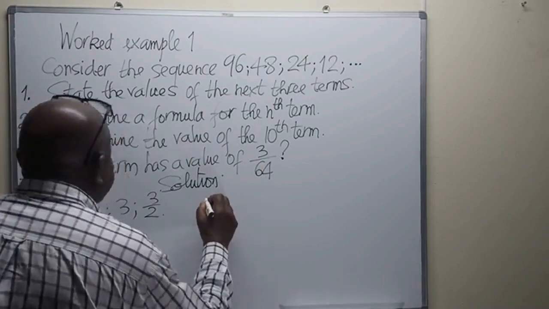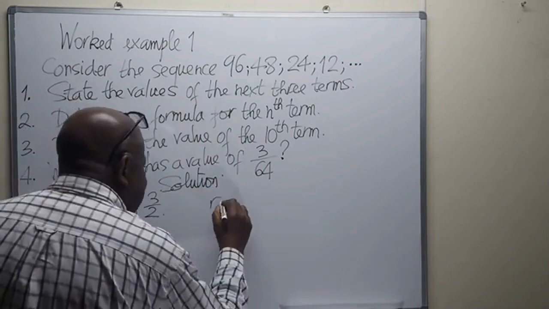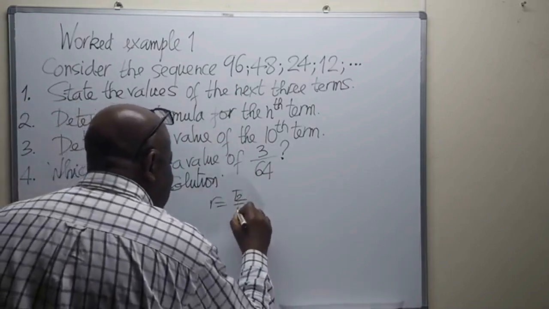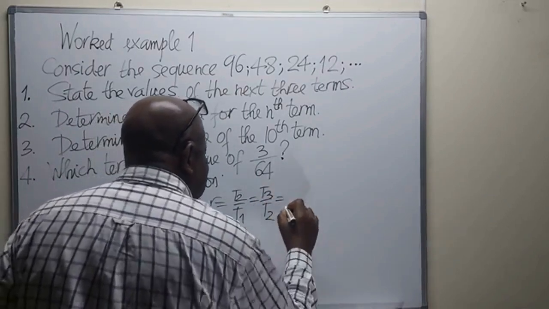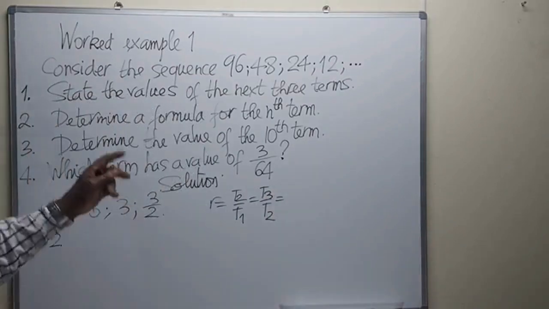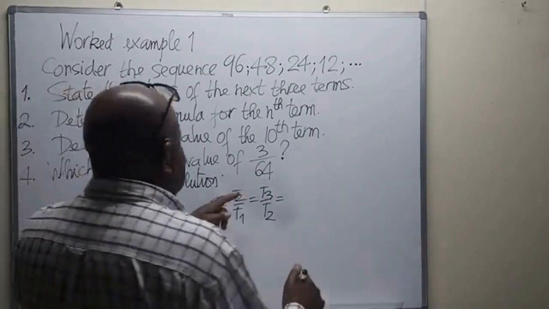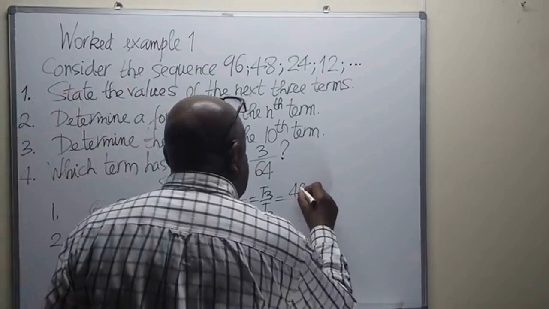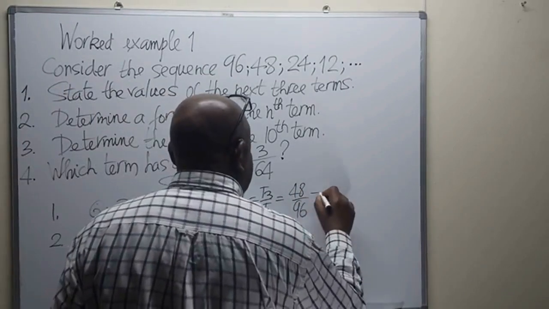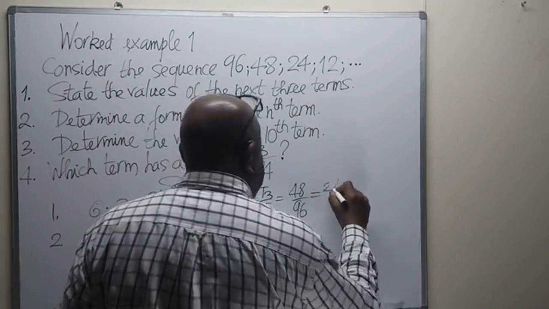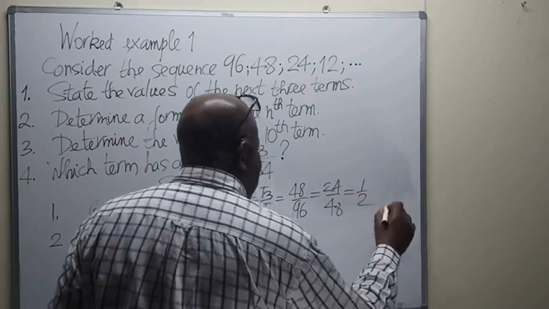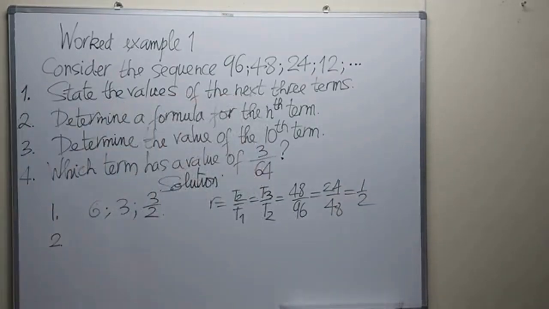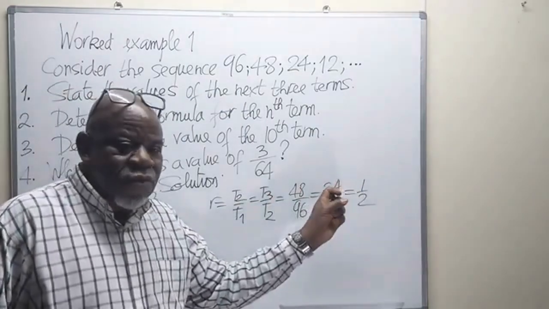So the formula: R will be equal to T2 over T1, which is equal to T3 over T2. And if I consider my geometric sequence, we have T2, 48 over 96, which is going to be equal to 24 over 48. And this will give us 1 over 2. This is our common ratio.